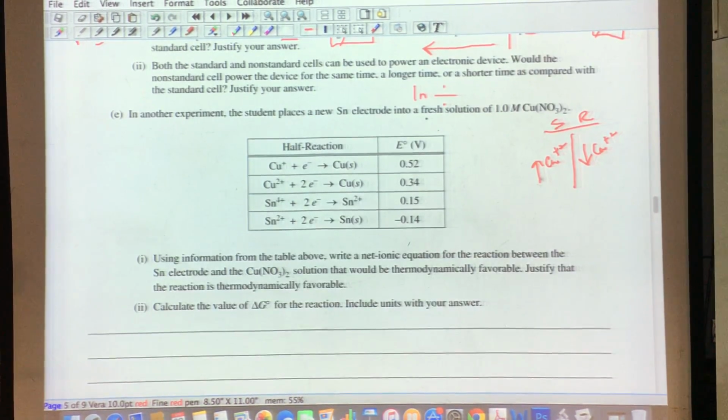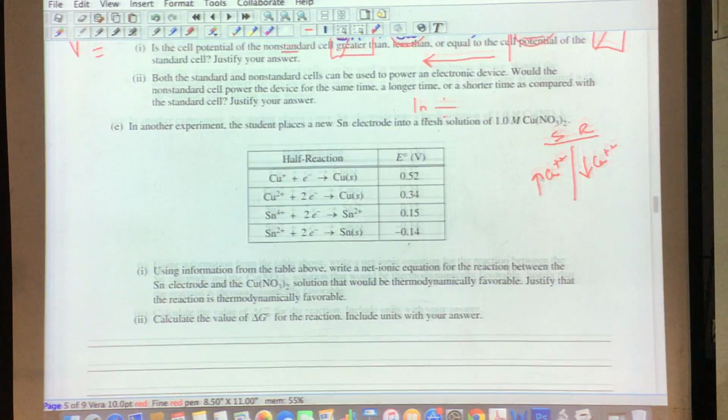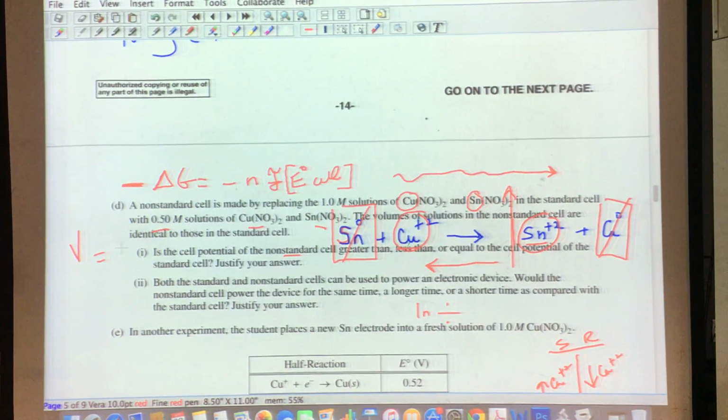Both the standard and the non-standard can be used to power an electrical device. Of course, the non-standard and the standard just means what you made with 1 mole and something that's not. Would the non-standard cell power the device for the same time, or a longer time, or a shorter time? Great question. They're realizing now that you probably figured out that it has no effect. But isn't there less reactant? Yes. So you could say what?